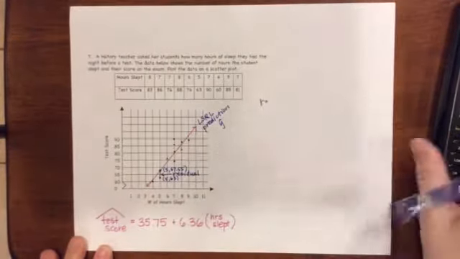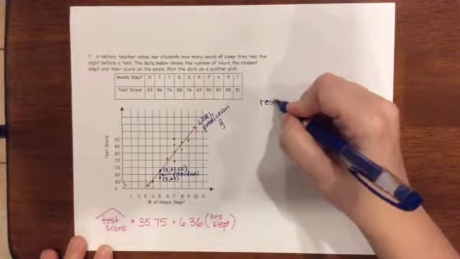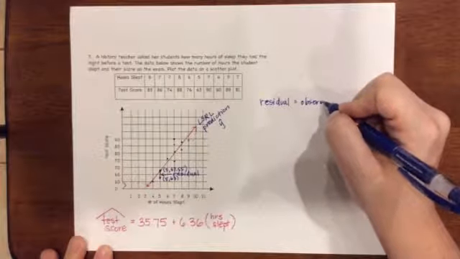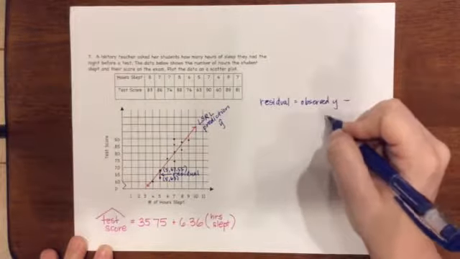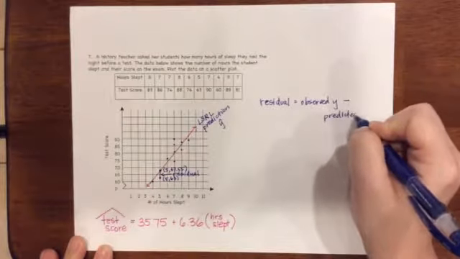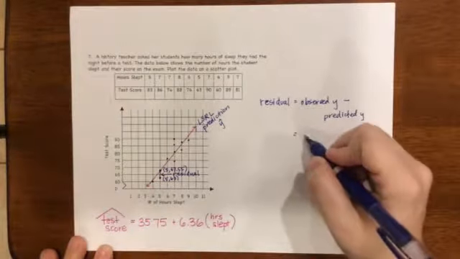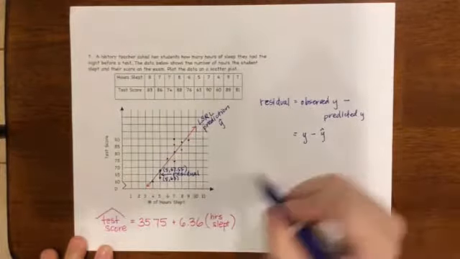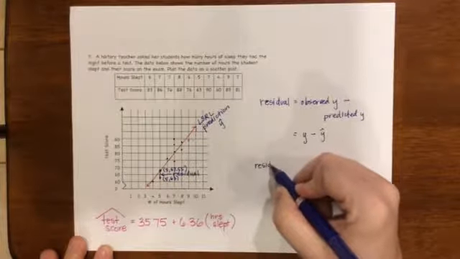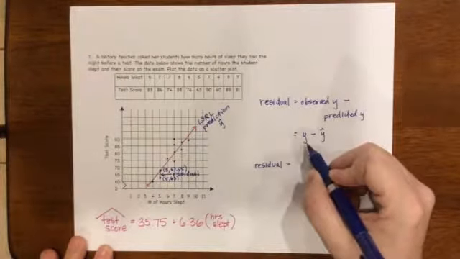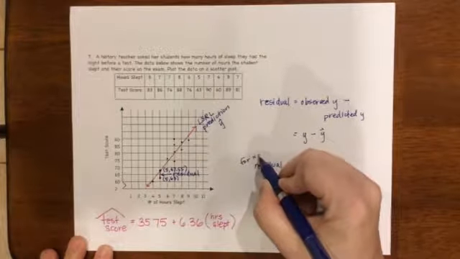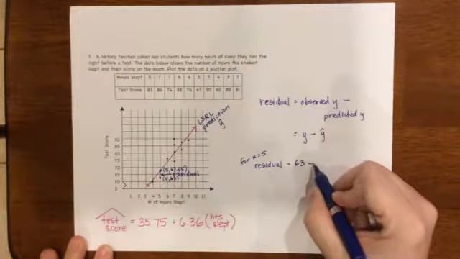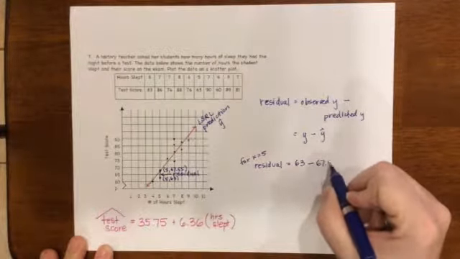A residual is how much your observed y differs from your predicted y. So in other words, how far is y from y hat? So in our example, we saw that for 5 hours, somebody got a 63 on the exam, but our equation predicted they should have got a 67.55.